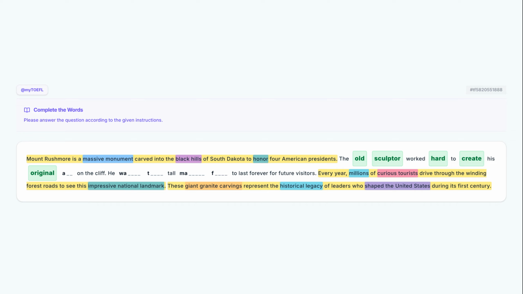To succeed in the Complete the Words task, always look for synonyms and logical connections in the surrounding sentences. Pay attention to how the text describes the scale, purpose, and physical attributes of the subject to predict the missing words. Consistent practice with these context clues will help you improve your accuracy and speed on the TOEFL reading section.